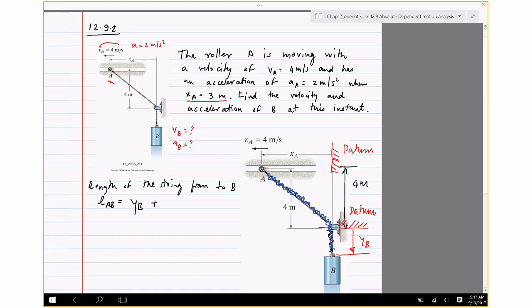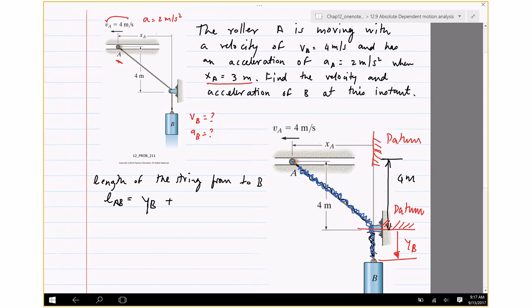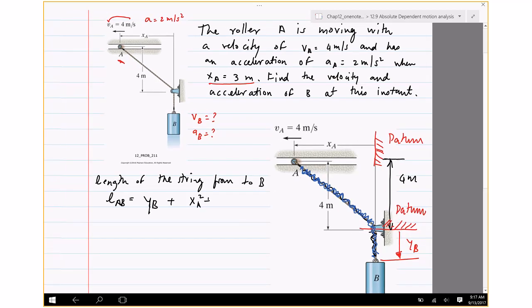In fact, you'll see that when the roller moves left, right, the distance 4 meters does not change, because this is a finger. So no matter how this moves up and down, this point will not change. It means that this vertical distance will be constant, distance 4. So XA squared plus 4 squared basically gives me this distance. Right, Pythagoras theorem. Okay, so now I just need to differentiate with respect to time.